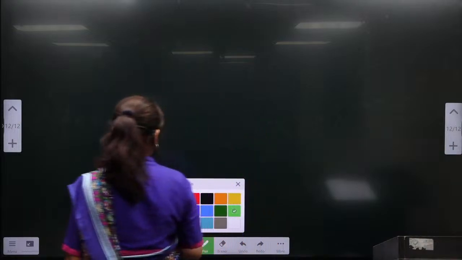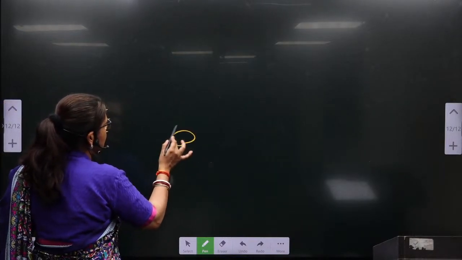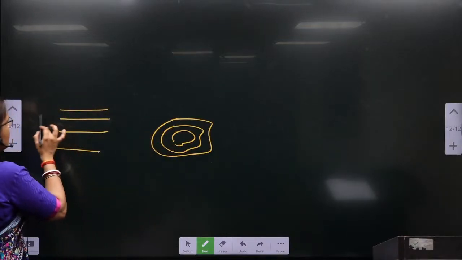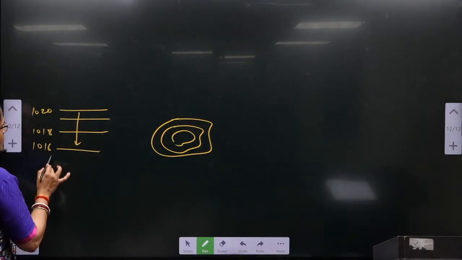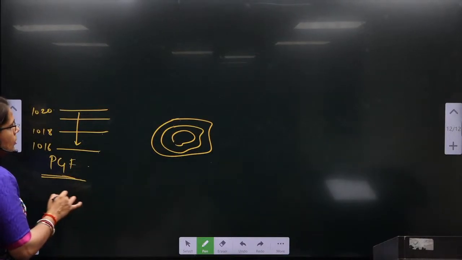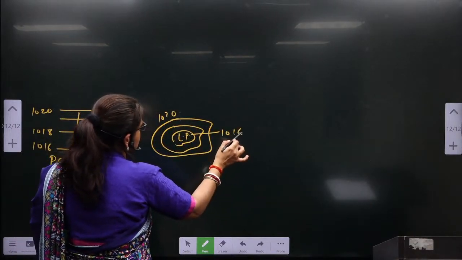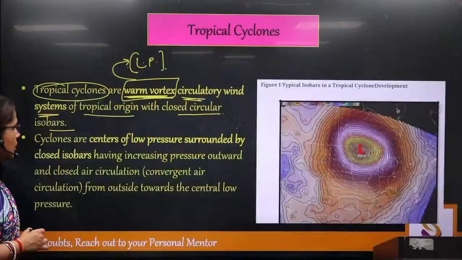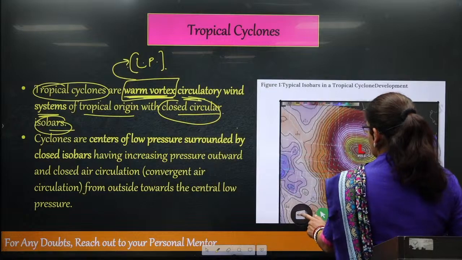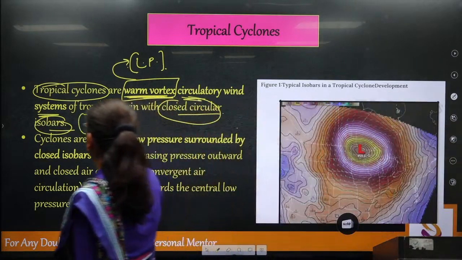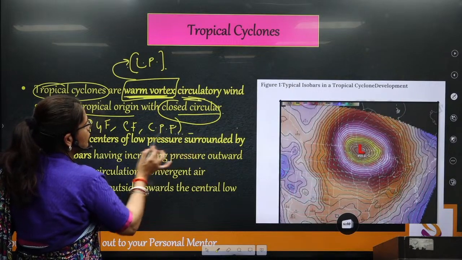When we talk about isobars, they can be straight isobars. Here the isobars are circular, closed in nature. So this is the low pressure center, 1016, and this would be the PGF. Here they are the closed circular isobars. In brackets you can mention: because of the PGF, Coriolis force and the centripetal force.